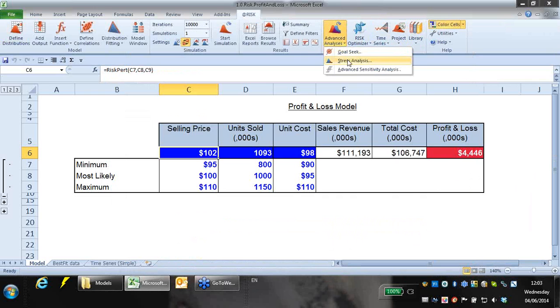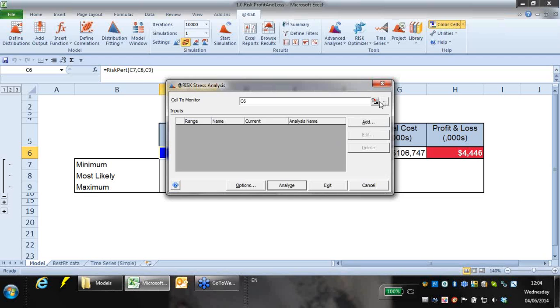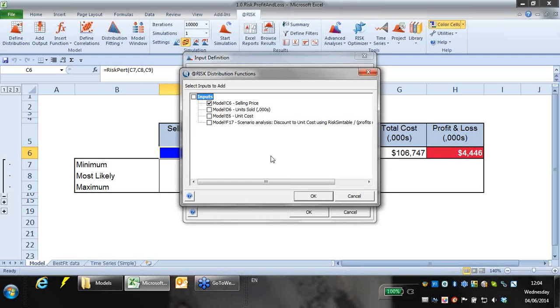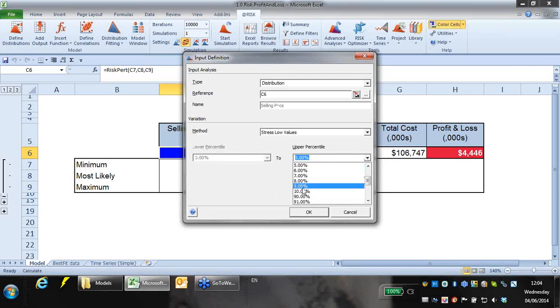If I go stress analysis, so I want to look at the output in cell 6, and I want to see what happens when my selling price is in the bottom 10% of cases. So we can stress things at a high level or at a low level. I'm sure many of you will have heard about stress testing with banks' capital adequacy ratios and so on. It's quite a hot topic in terms of financial regulation. But the idea of a stress analysis is to find out what happens at the extreme end of things and to see how that impacts upon our model.